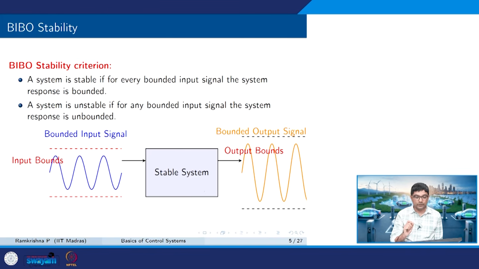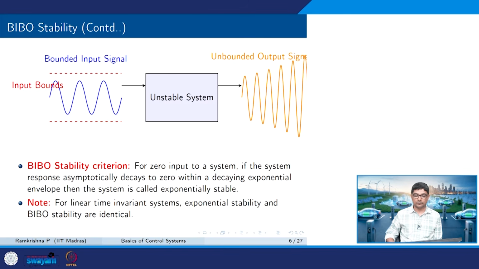A system is stable if for every bounded input signal, the output is also bounded. A system is unstable, conversely, if for any bounded input signal, the system response is unbounded, right. So, this is a simple example. I have a bounded input, I am generating a bounded output. What sits inside is a stable system. In an unstable system, a bounded input gives me an unbounded output. You see that this signal is just increasing in magnitude.